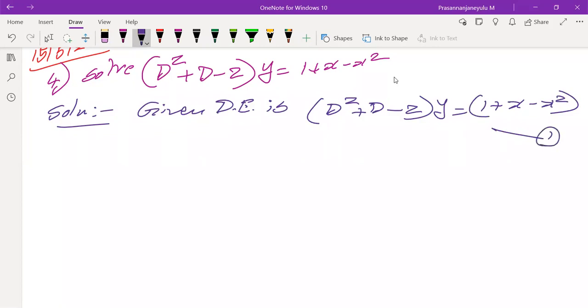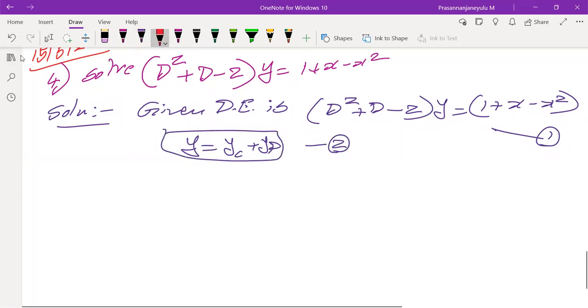What is the general solution of this differential equation? y equals yc plus yp is the general solution, taking it as equation number 2. Okay, but we need to find yc and yp. So finding yc, while finding yc, we have to consider the auxiliary equation.